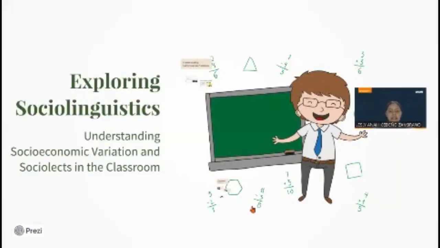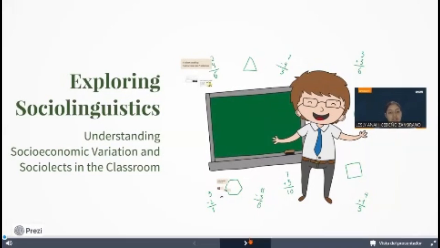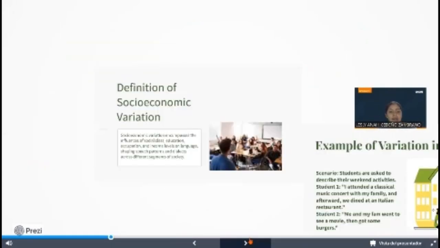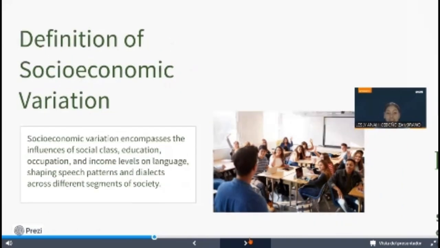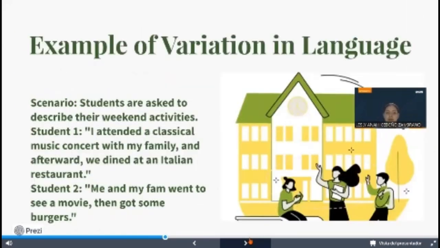My name is Leslie Cedeño, and I will talk about the socioeconomic variation. This encompasses the influence of social class, education, occupation, and income levels on language, shaping speech patterns and dialects across different segments of society. We have a scenario. We have students who are asked to describe their weekend activities.